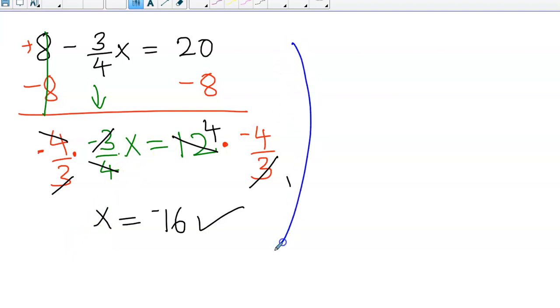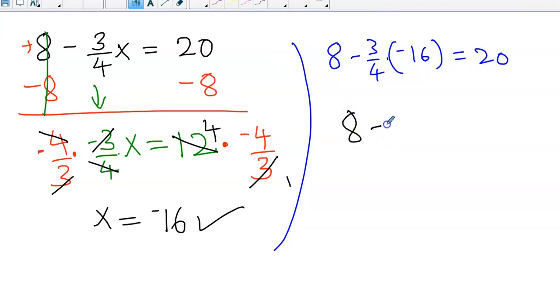You can verify this. Let us verify. 8 minus 3/4 of x. x is how much? Negative 16. I write here, it must give us a 20. Let us see. 8 minus, this 4 can divide 16 4 times. So negative of negative is positive, and 3 times 4 is 12. And that became how much? 8 plus 12, that is 20.